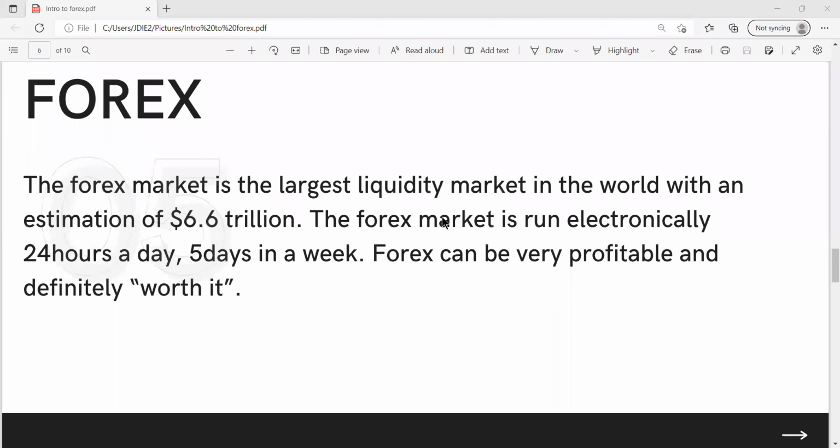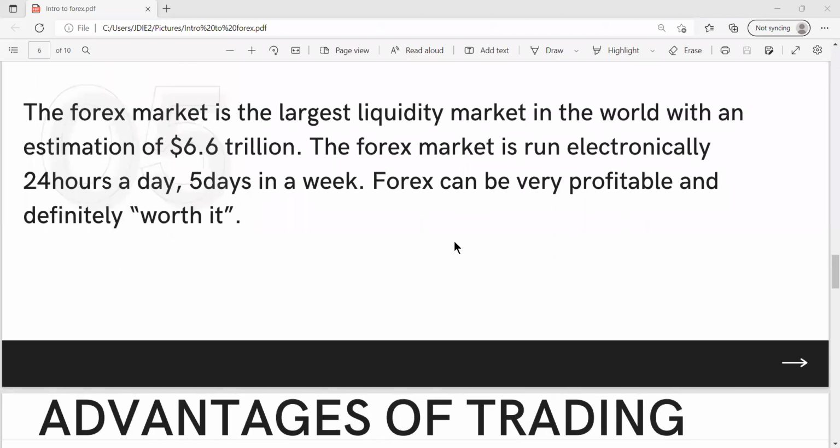That's good. So we are saying that the forex market is the largest liquidity market in the world, with an estimation of 6.6 trillion. The forex market is electronically run 24 hours a day, 5 days in a week. So that is one thing about forex.